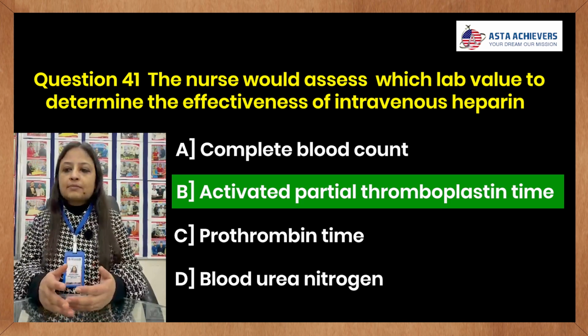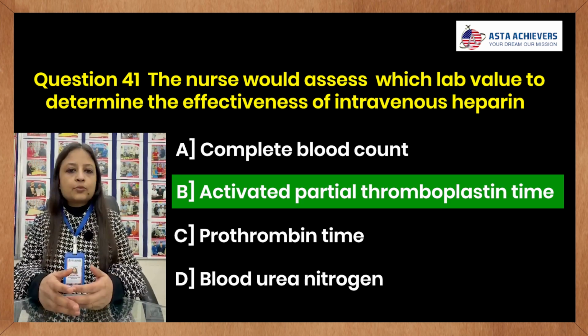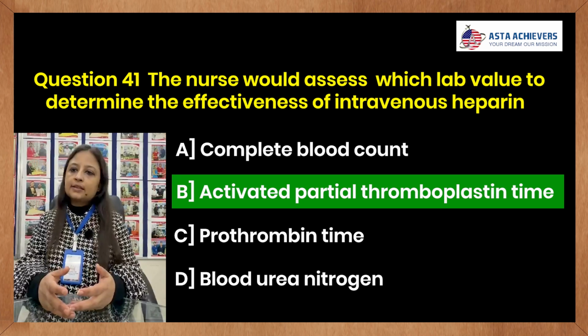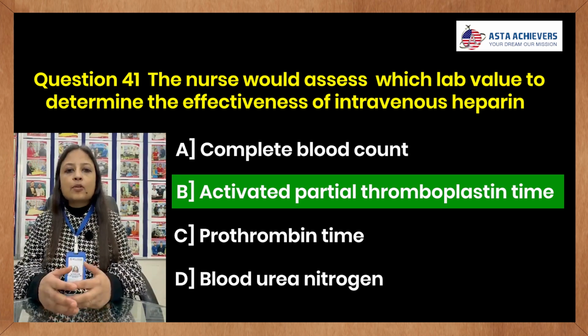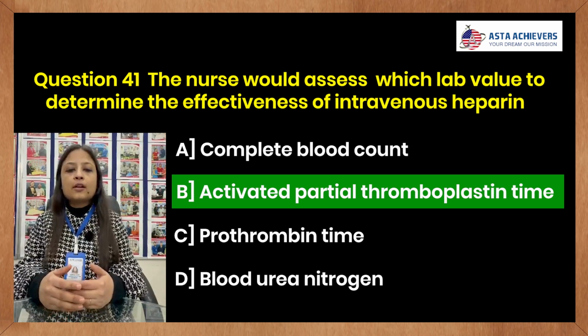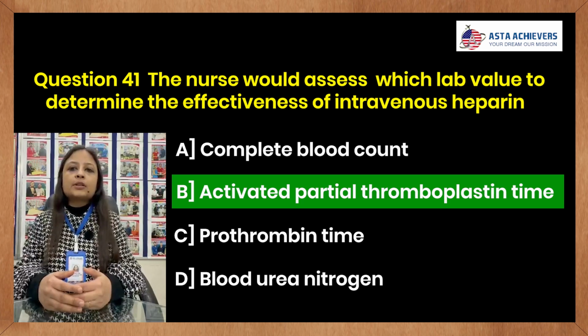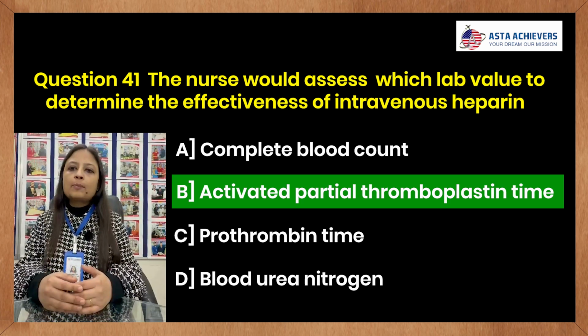The APTT test measures how long it takes for the blood to clot, and it assesses the intrinsic and common pathway of coagulation, and is really crucial for monitoring heparin therapy. So option B, activated partial thromboplastin time, is the correct answer.